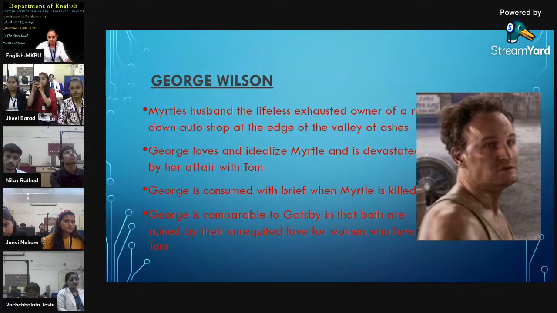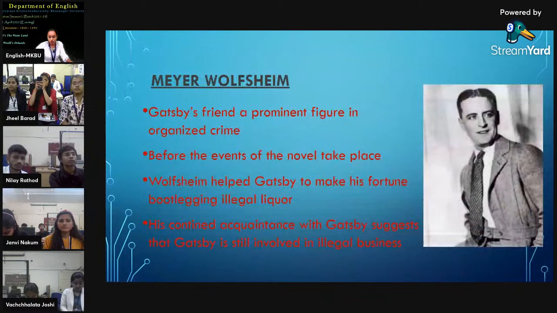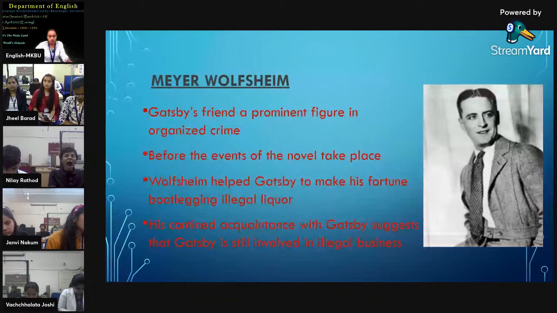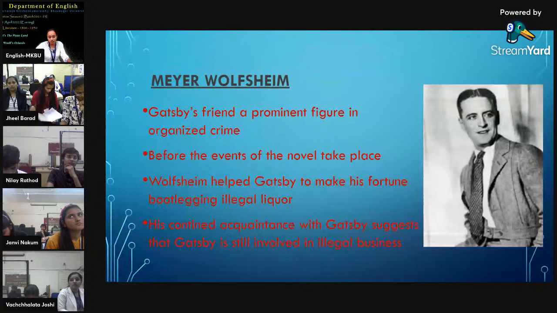Meyer Wolfsheim, Gatsby's friend, is a prominent figure in organized crime. Before the events of the novel take place, Wolfsheim helped Gatsby to make his fortune bootlegging illegal liquor. His continued acquaintance with Gatsby suggests that Gatsby is still involved in the illegal business.